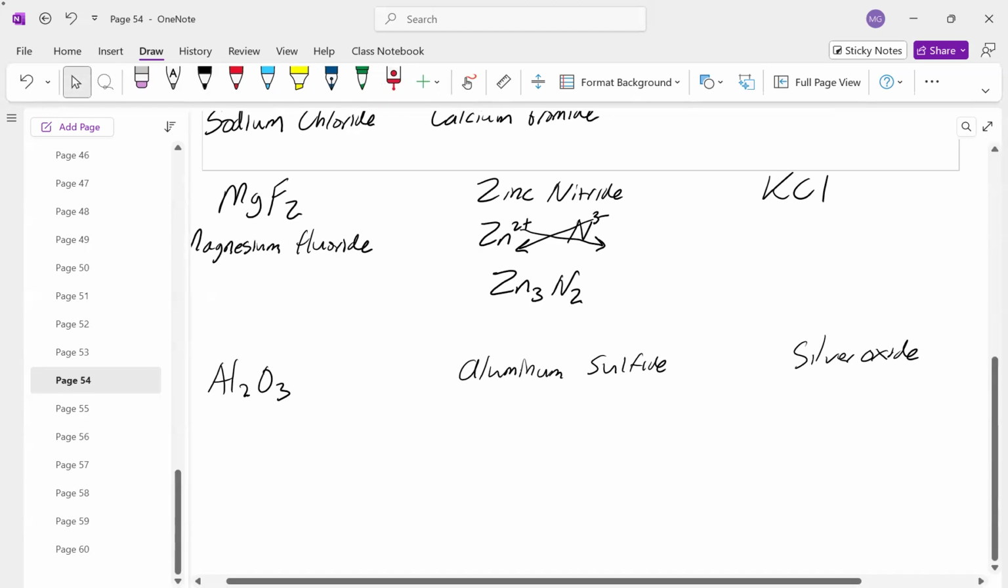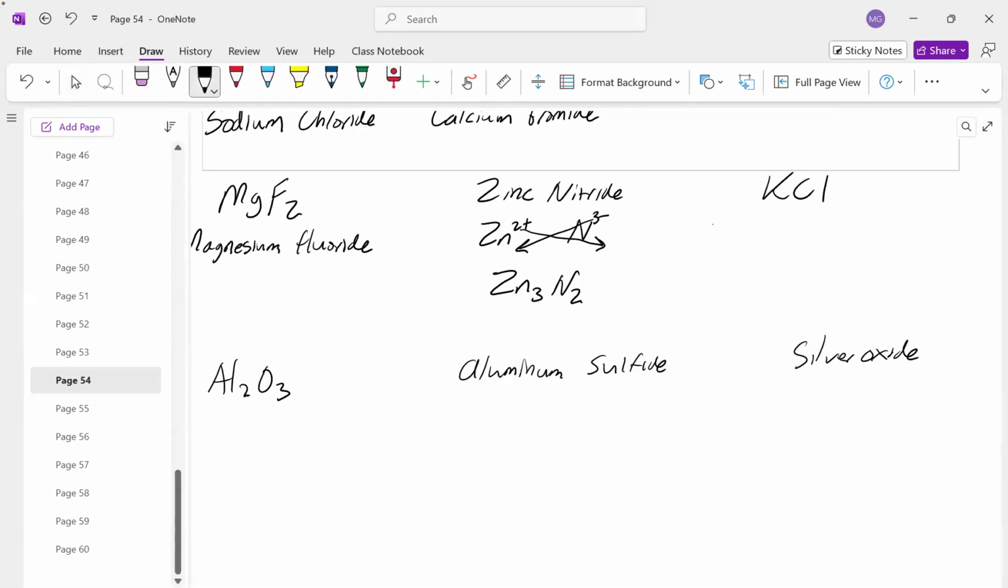All right, so with KCl, I'm going to name the cation without changing it at all, potassium. And then I name the anion and change the ending to -ide.